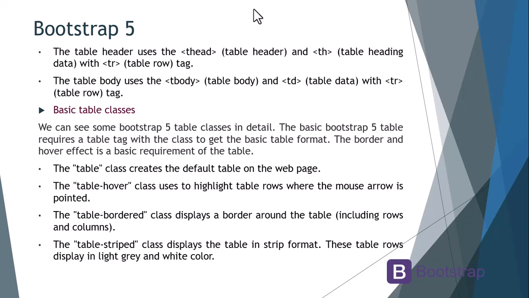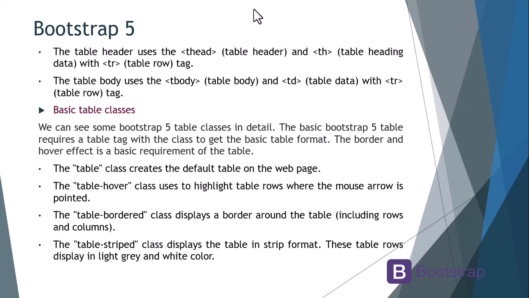We have the table class that creates the default table on the web page, right? And we have the table-hover class, which highlights the table row where the mouse arrow is pointed. The table-hover highlights the table row where the mouse arrow is pointed.